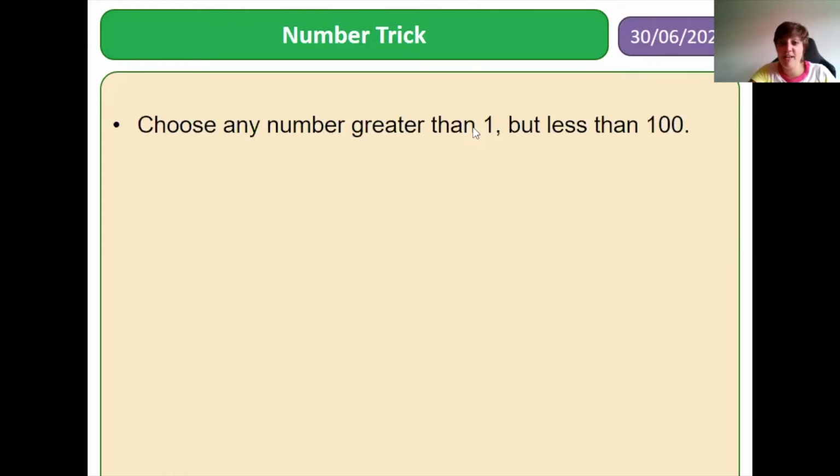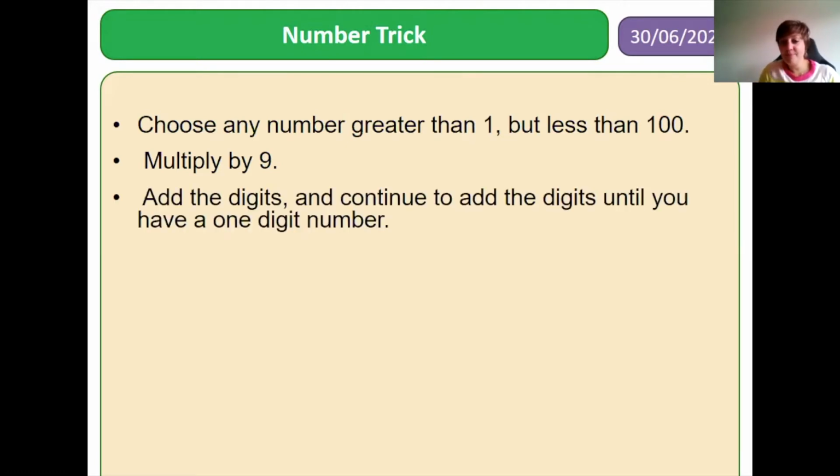Our first trick, to start off with, I just need you to pick any number that's bigger than 1 but less than 100. So pick your number carefully, because the first thing I'm going to ask you to do is to multiply it by 9. So you can choose any number you want, times it by 9, and then I want you to add together the digits.